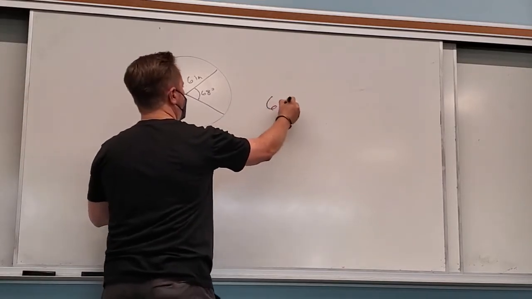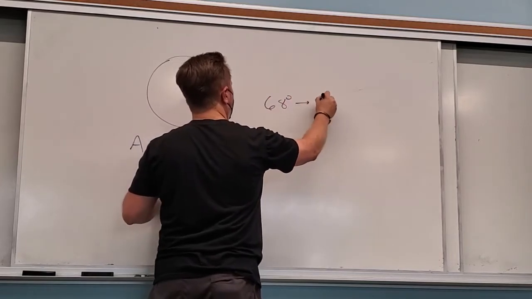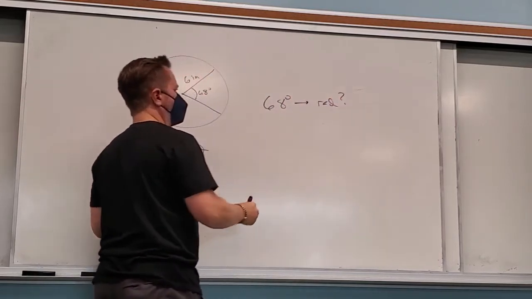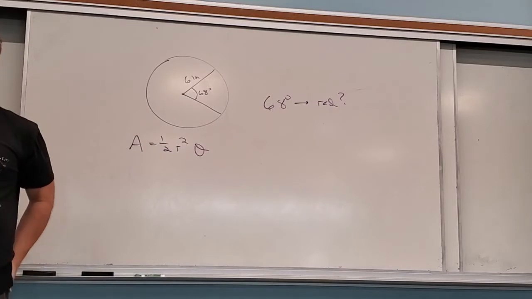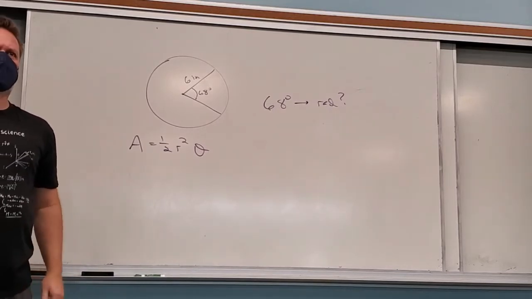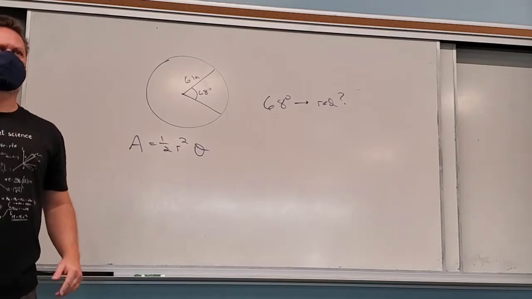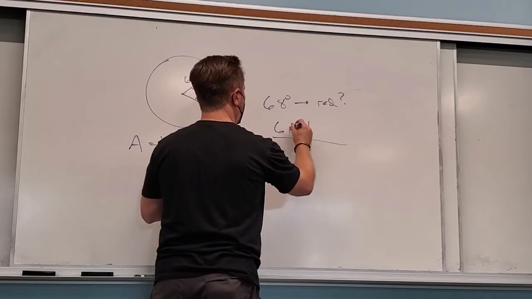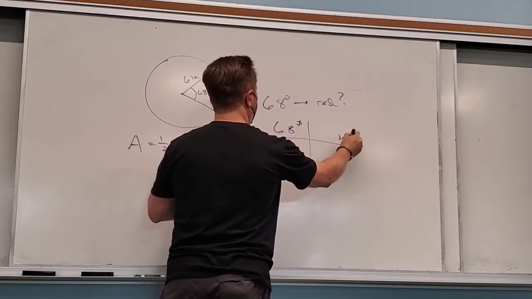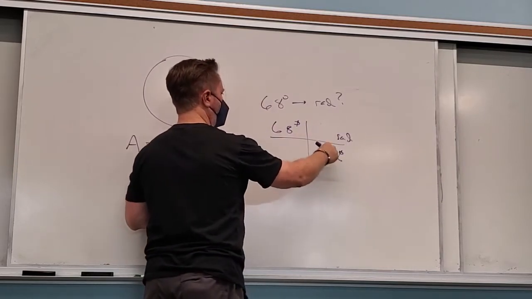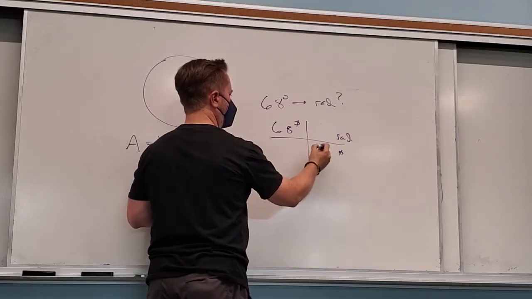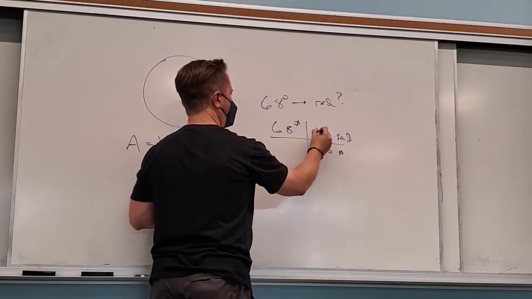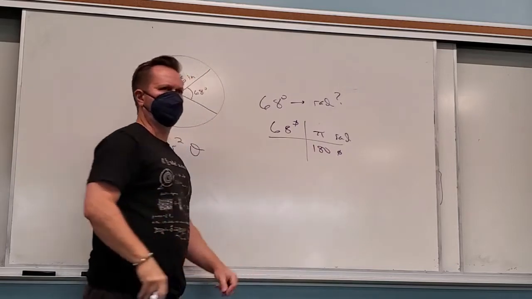So how do I change 68 degrees into radians? You guys remember? We talked about it a long time ago, about 24 hours ago. Yeah, 68 degrees. I don't want degrees, I want radians. How many degrees is how many radians? 180 degrees is pi radians.